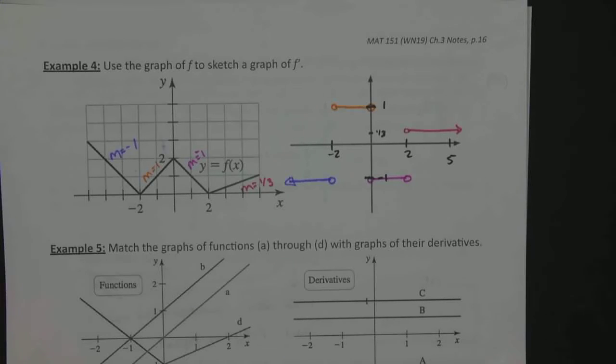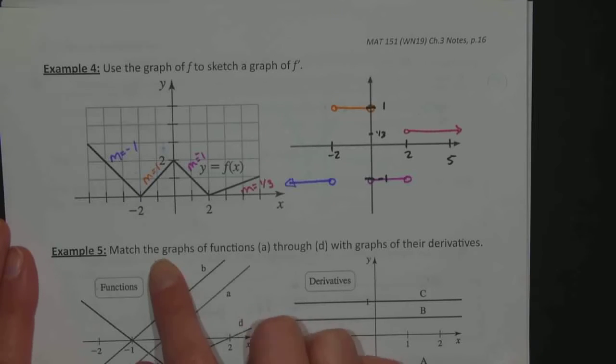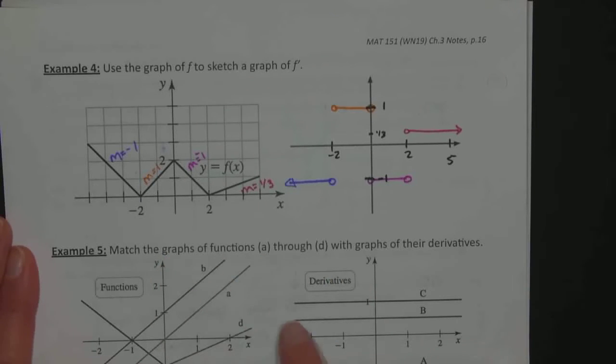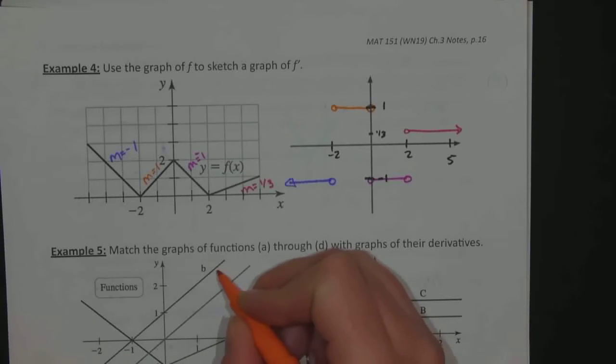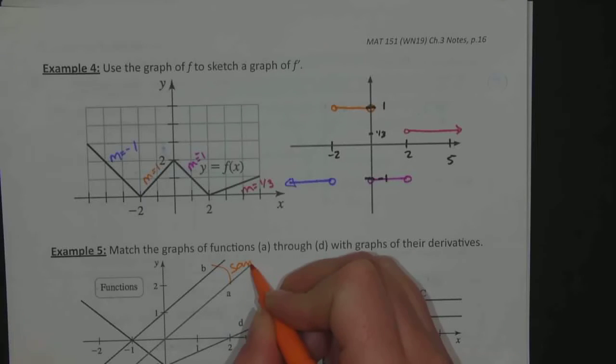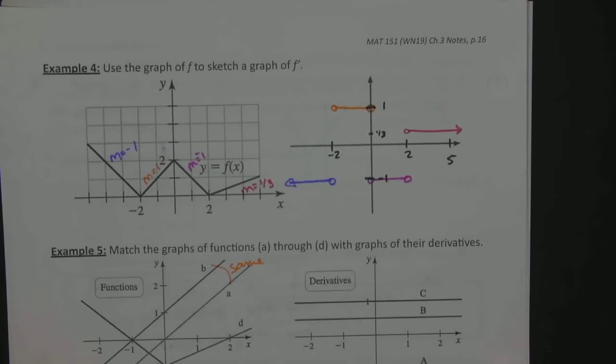Okay. All right, example 5, we're going to match the graphs of the functions a, b, c, d with the graphs of their derivatives. Okay. C is the only one that has a negative slope, so C is going to have a negative value. So I know that this graph over here is C. A, B, and D all have positive slopes, and D is a lower value. These two look parallel, so they're going to have the same slope, the same derivative, and it's a higher value.